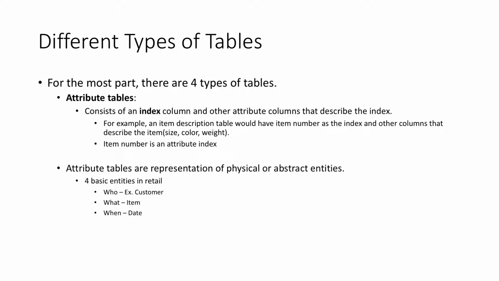A when, so when would be one of those abstract entities. So a date could have attributes. What quarter is it in? What month is it in? What day of the week is it, right? So that would be another attribute table. And where, so location, stores, warehouses, those would have a warehouse ID or store ID or location ID, and then they maybe would have the city, state, zip, how big it is, right? So those are just examples of the 4 different types of attribute tables you will see in a retail environment.